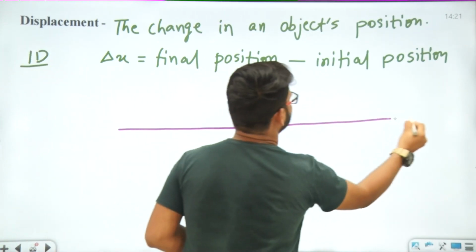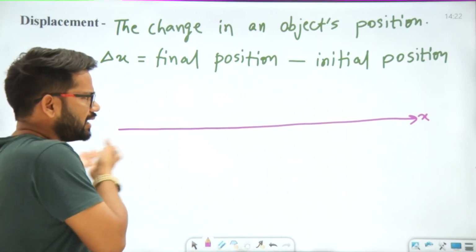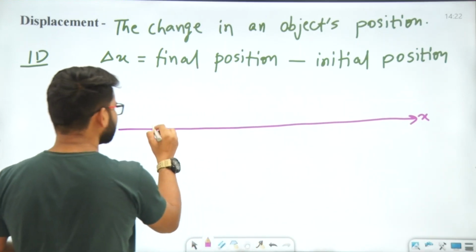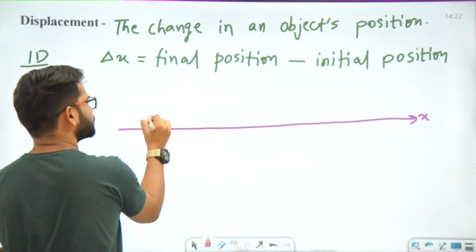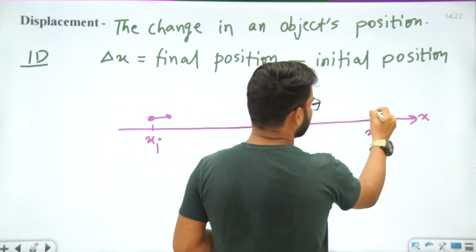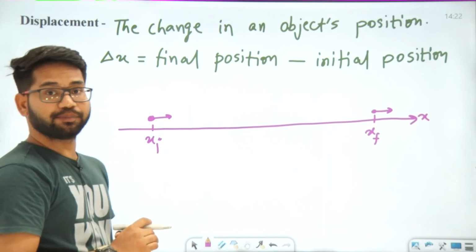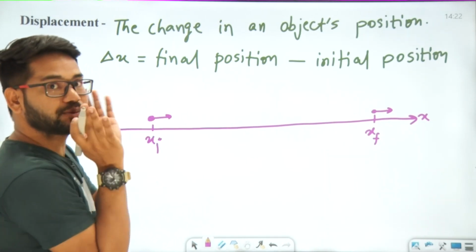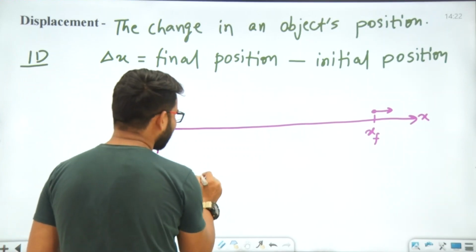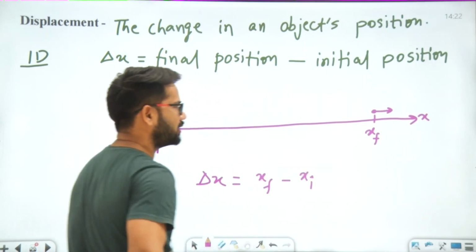Like if we are talking about one dimensional motion, 1D motion, we will take that path as the x-axis, and a particle is starting from some initial position xi somewhere here, and going to some position here, right? So here displacement will be the change in the object's position, that is final position minus initial position. So delta x will be x final minus x initial.